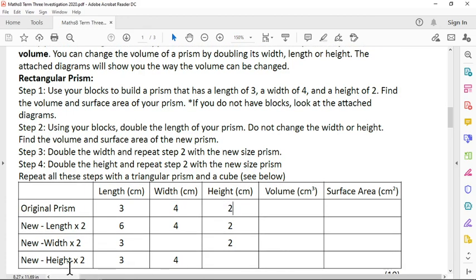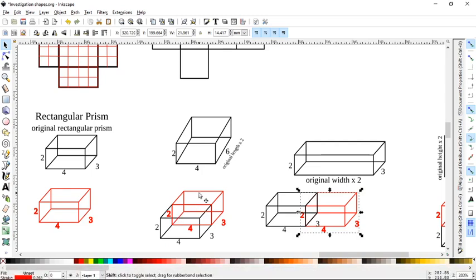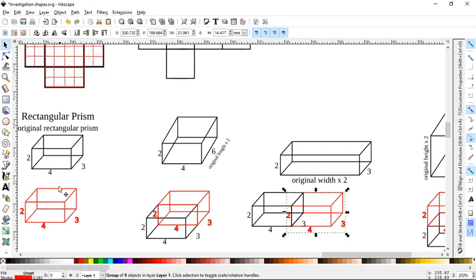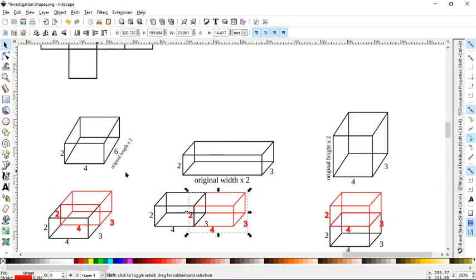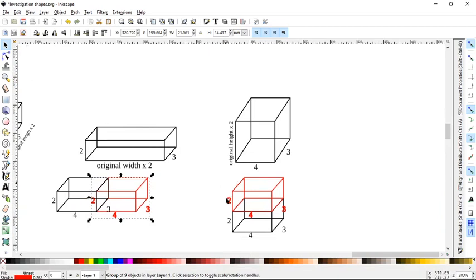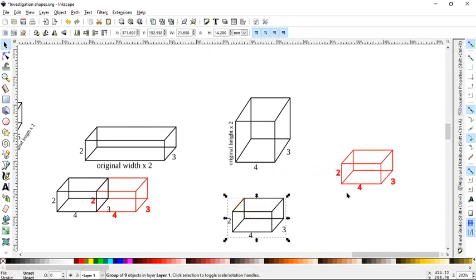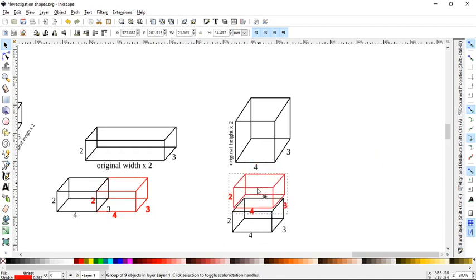Now we're going to do it. We're going to look at the height. So you get your prism. Remember, here's my original prism and here's a copy of it. And you take your original prism, can you see here is my original prism, and you put the copy and you don't make it longer, you don't make it wider. This time you just make it taller. Okay, so it was 2 tall, now it is 2 plus 2 tall.